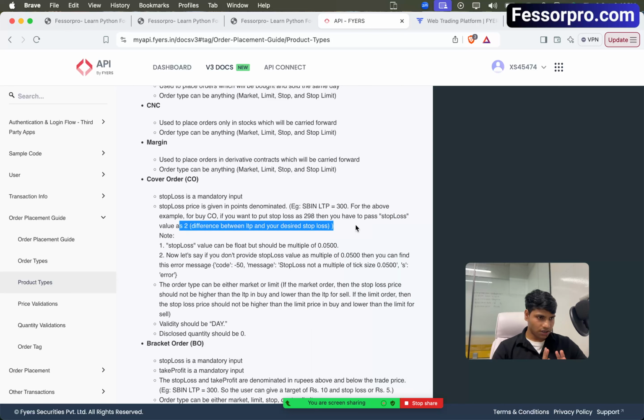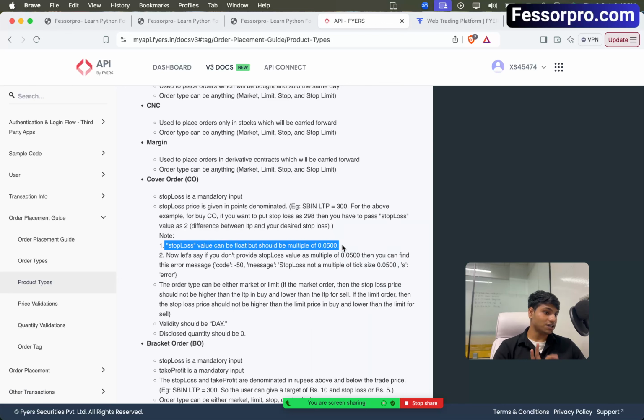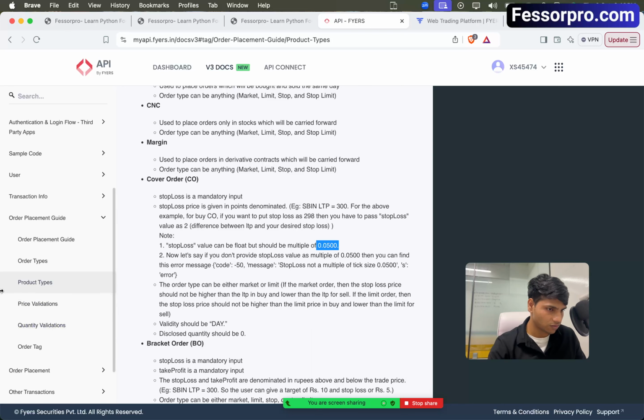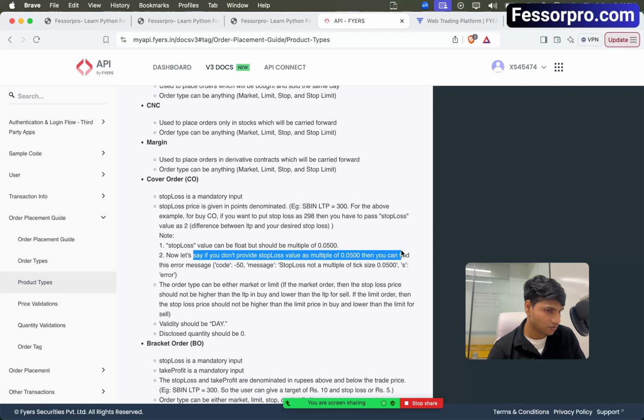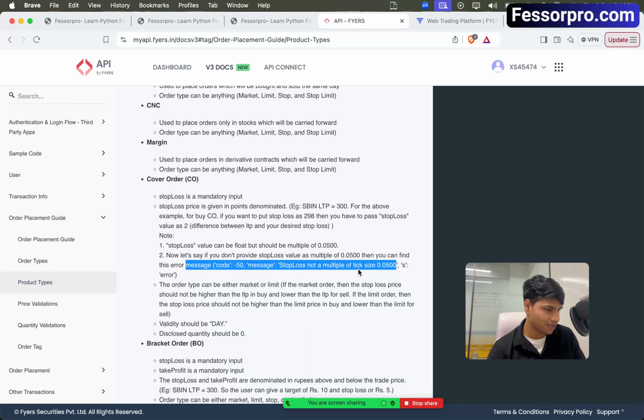Now in some brokers, we specify a percentage. Let's see if they have that feature here. Stop loss value can be a float, but should be a multiple of 0.05. So if you specify, let's say 2.3789, in that case, it will throw an error, because whatever stop loss you're specifying, it should be a multiple of this number. Otherwise, it will throw an error. You will find this error if you get this wrong.